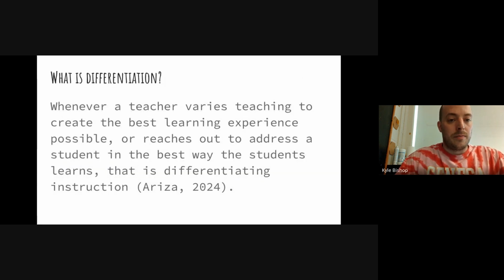I start out with a quote from Ariza, just to define what differentiation is. And that's whenever a teacher varies teaching to create the best learning experience possible, or reaches out to address a student in the best way the student learns, that is differentiating instruction.